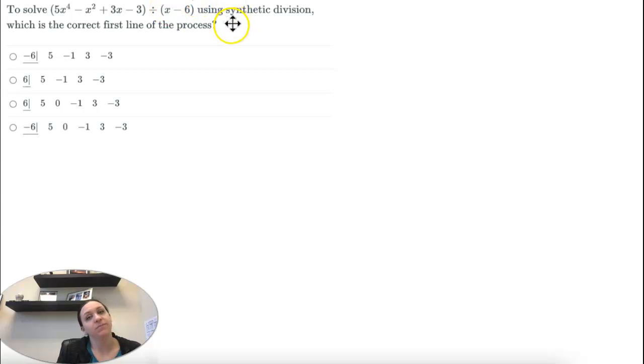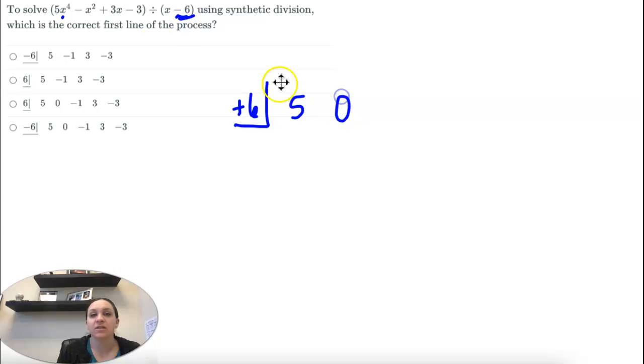Oh, this one. This is just the setup. So remember, it's opposite signs, so positive 6 is our root, and then x to the 4, 5. Oh, x to the third is missing, 0. X squared, negative 1. X, 3, and then the number. And we're just going to leave it like that.